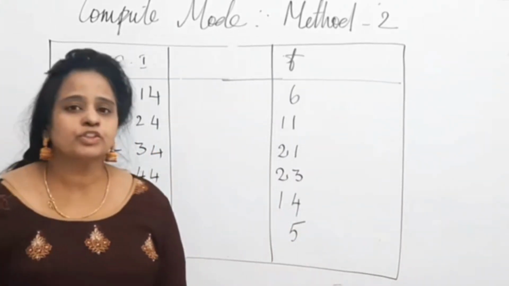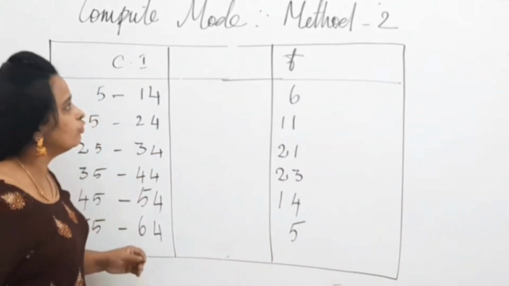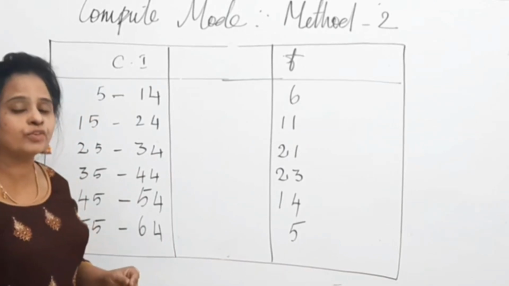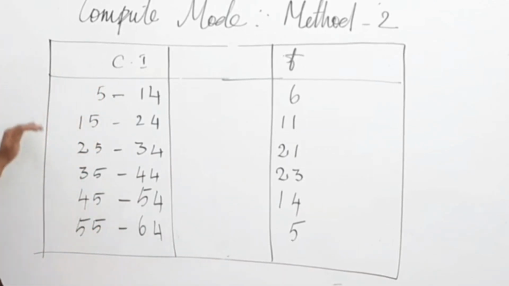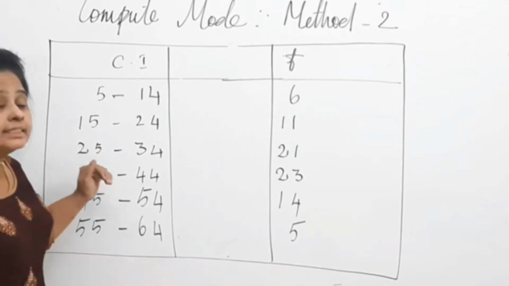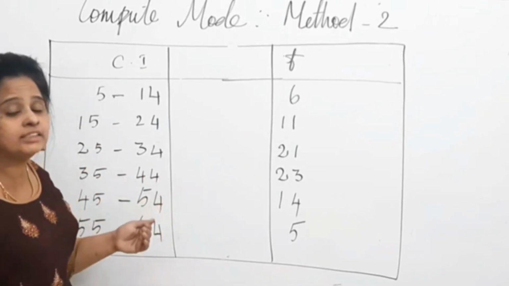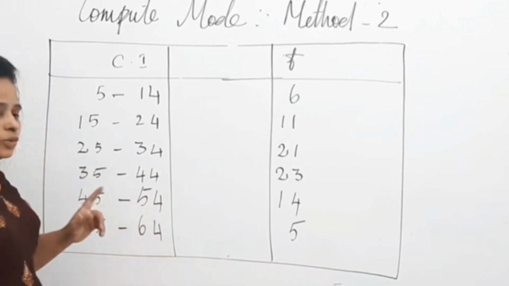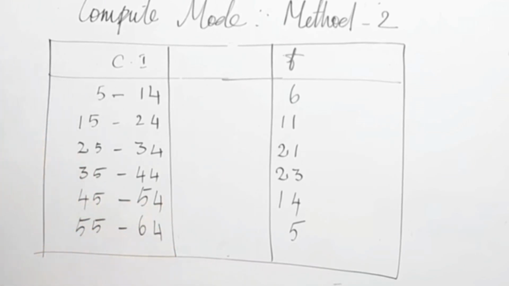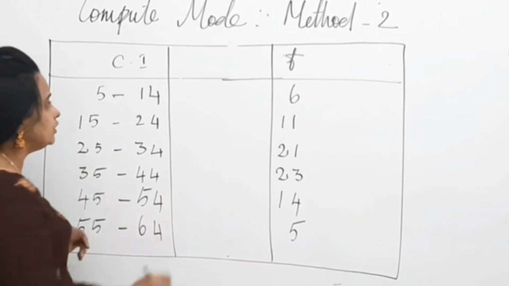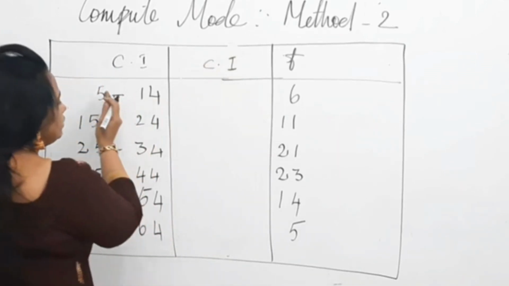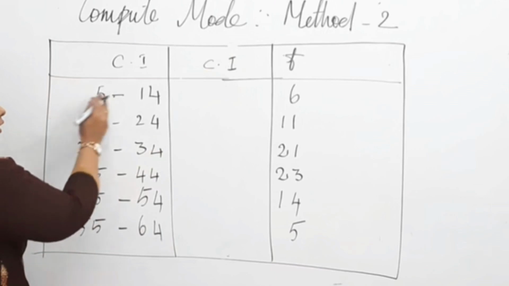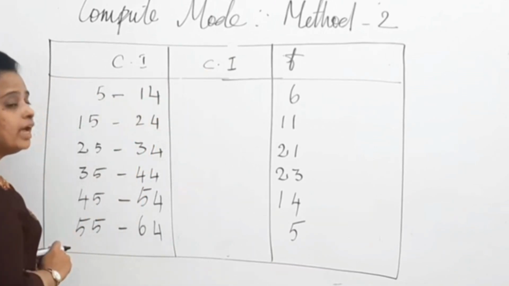Children, we move on to the method 2 for finding mode for the following frequency distribution table. Now you can see here the class intervals are given like discontinuous. There is no continuous class interval. So I told you for median and mode, the class interval must be continuous. So let me make my class interval continuous. So I will subtract 0.5 from the lower limit, add 0.5 to the upper limit.